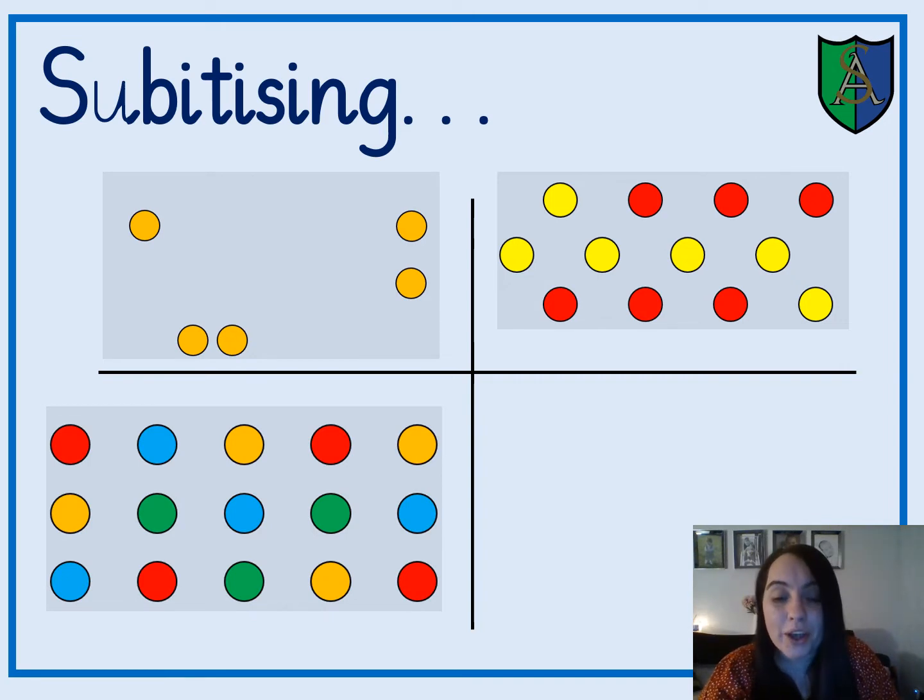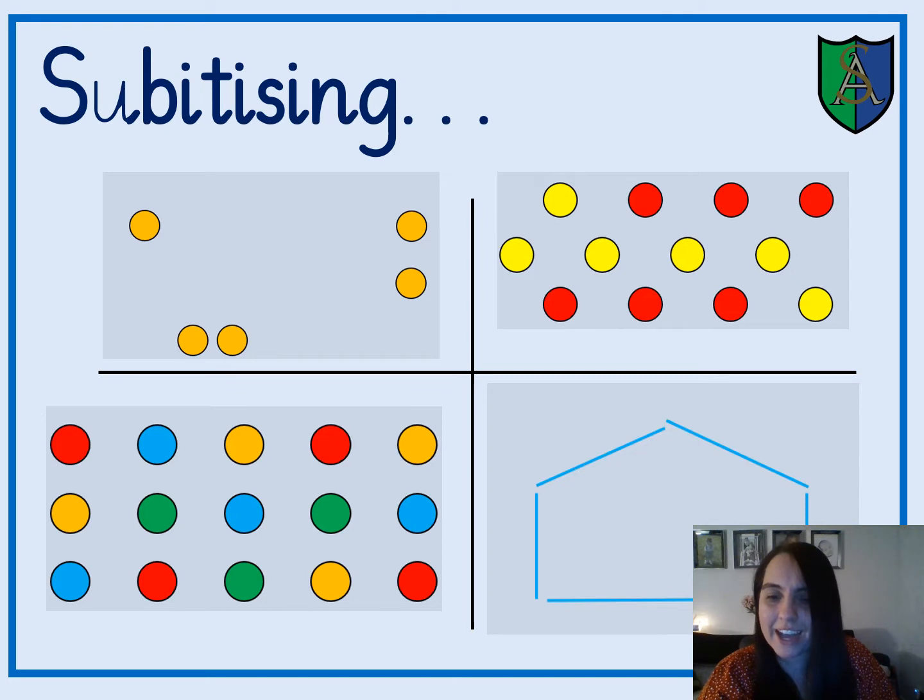And here we were looking for the blue dots. 1, 2, 3, 4. Brilliant. If you said 4, you would have got that one correct. If you've seen it as 2 and 2, then you know that double 2 is 4. And finally, the house. We've got 2 to make the roof, 2 for the sides and 1 at the bottom. So 2 and 2 is 4 and 1 more is 5. So well done if you got that correct as well.